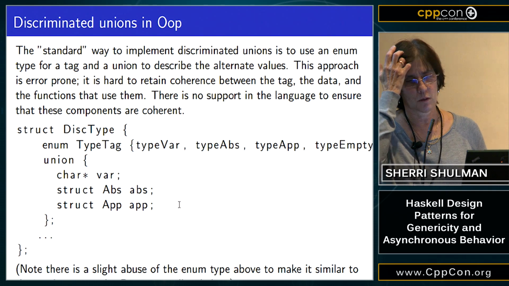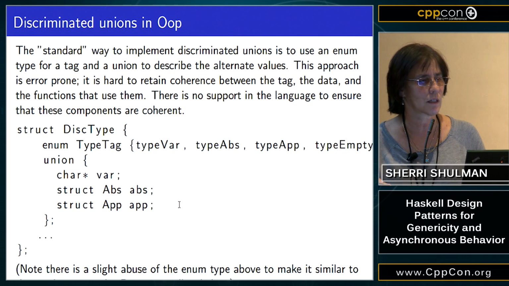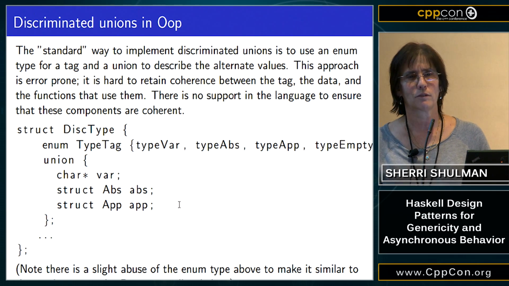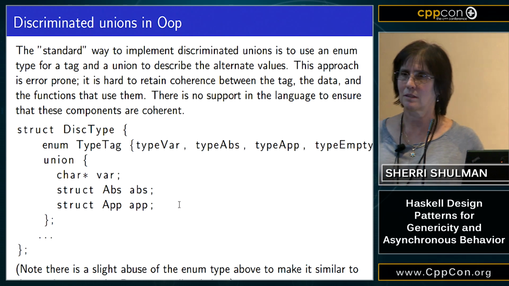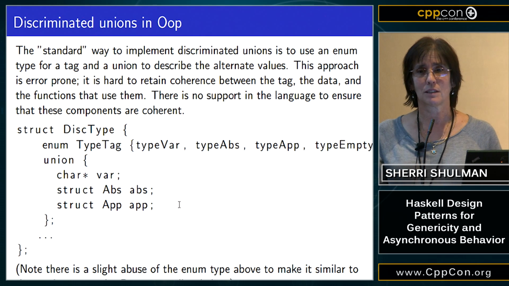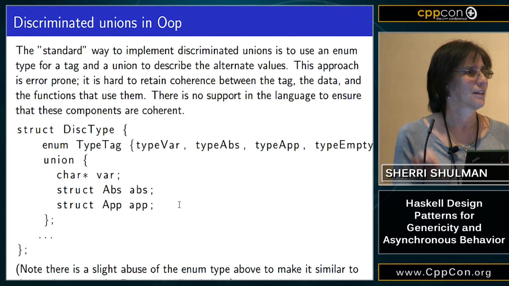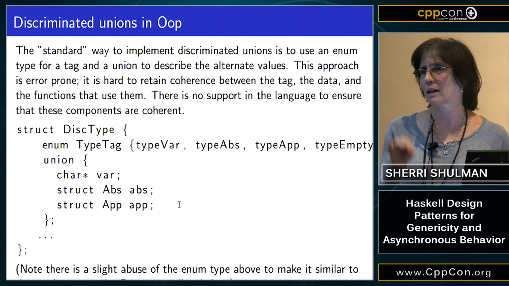Now, anytime you have to do something with this union, or this discriminated union that we're constructing, you have three things that you have to make coherent. One is you have to make sure that the enum tag has the correct value relative to the data that you actually stored, and any function or behavior that is using this has to correctly preserve these.